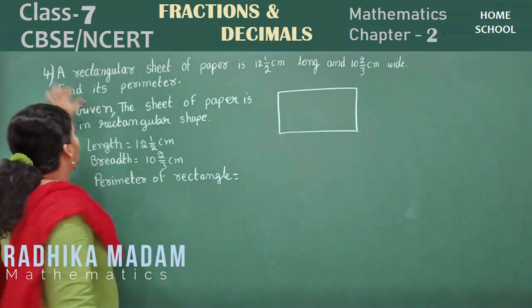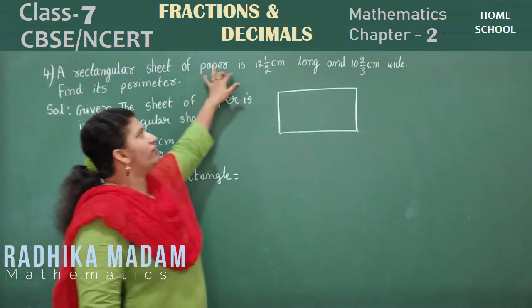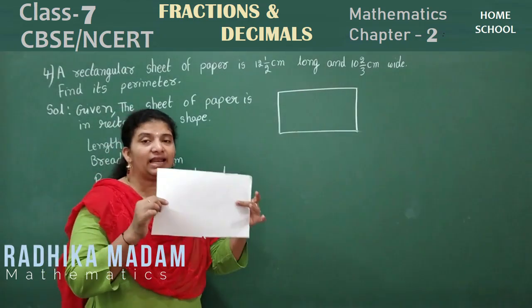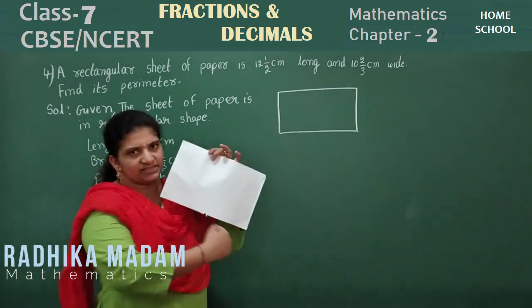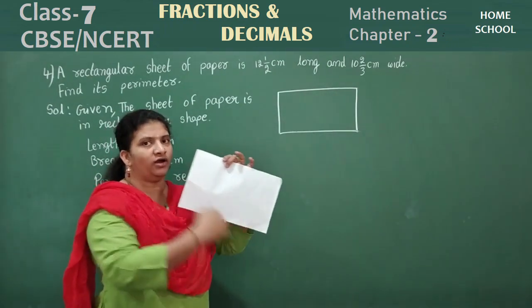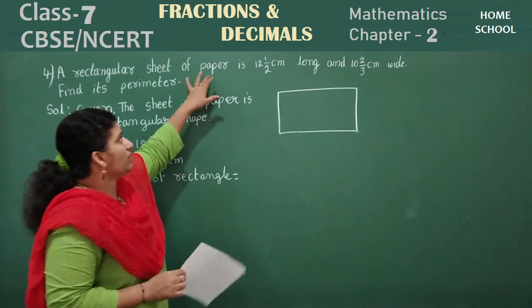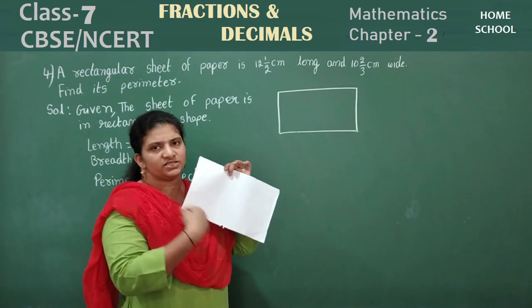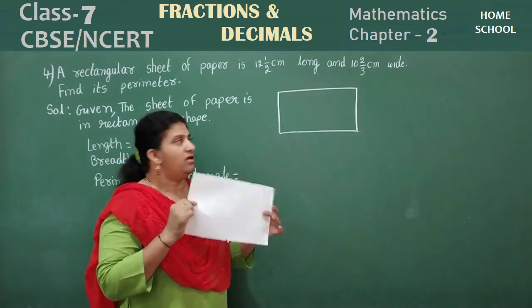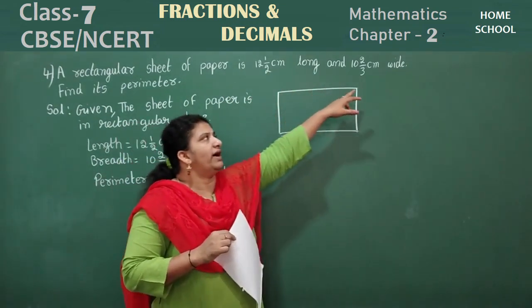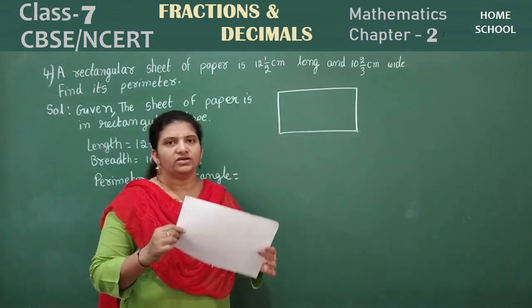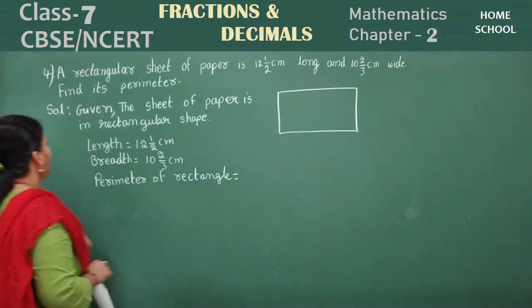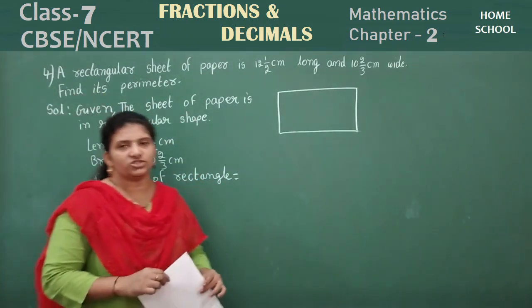Your fourth question: a rectangular sheet of paper. This is your rectangular sheet of paper. It has a length and breadth, right? This is length and this is breadth. It is 12.5 centimeter long, and 10 2/3 centimeter wide. So width is how much? 10 2/3 centimeters. Now find its perimeter is your question.